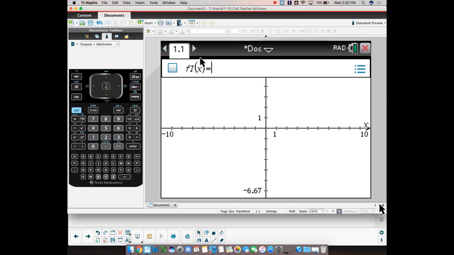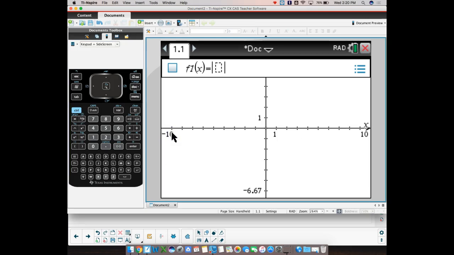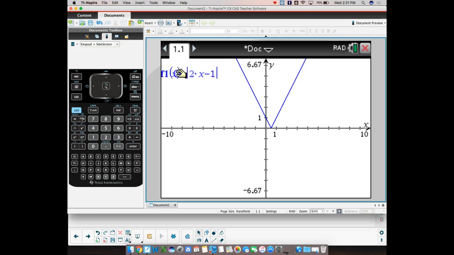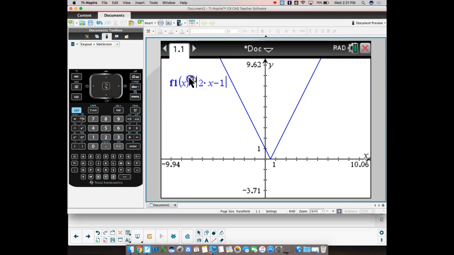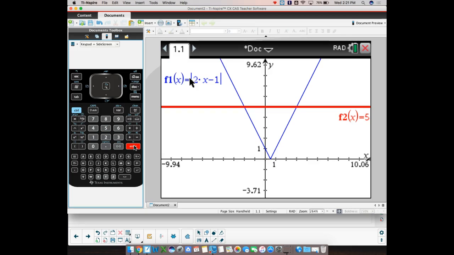Okay? So yesterday you learned that absolute value, we can type in ABS, all that fun stuff, but there's a shortcut key, and the shortcuts are located right there. Okay? And this is the shortcut key for absolute value. Okay? And so then that was the absolute value of 2x minus 1. There is the graph of the absolute value of 2x minus 1. Okay? Then I'm going to hit tab, and I'm going to graph my right side of my inequality, which in this case was 5. Okay? So there is the right side of my inequality.